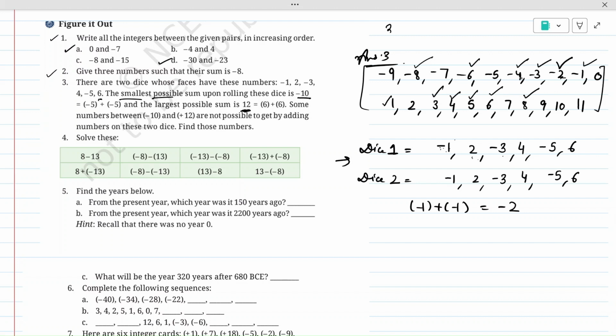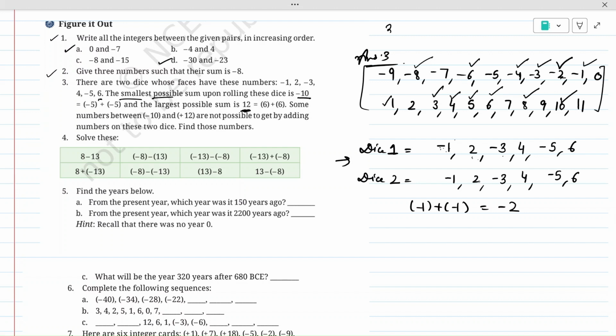4 minus 1 is 3. 4 plus 2 is 6. Done. 4 minus 3 is 1. 4 plus 4 is 8. This is also marked. 4 and minus 5 is minus 1. 4 plus 6 is 10. So here we will get this one. With minus 5, we'll have minus 5 plus minus 1 will give us minus 6.